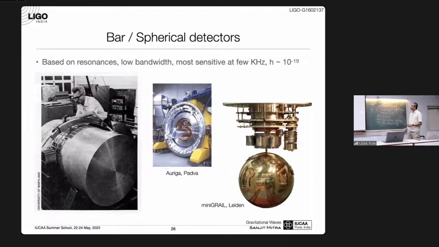So this was done by Weber. He made this bar. It's called a resonant bar detector. What happens when gravitational waves fall on this detector is that, because it is elastic, it is going to resist any deformation in its length. But nevertheless, the elastic forces are there.